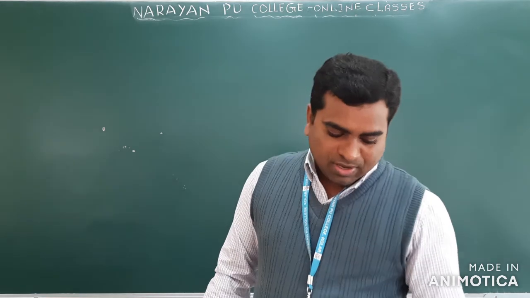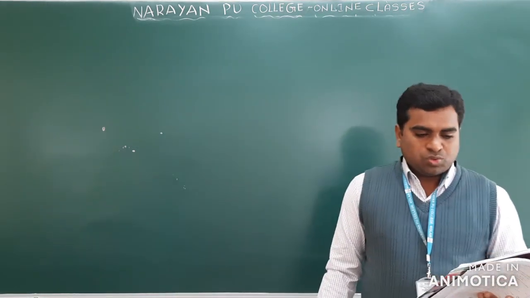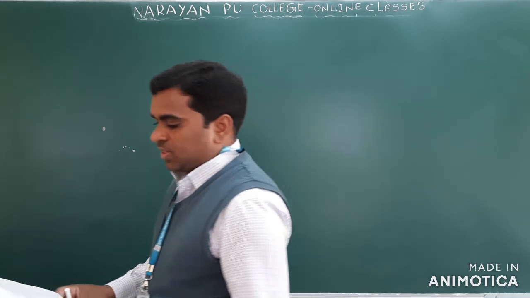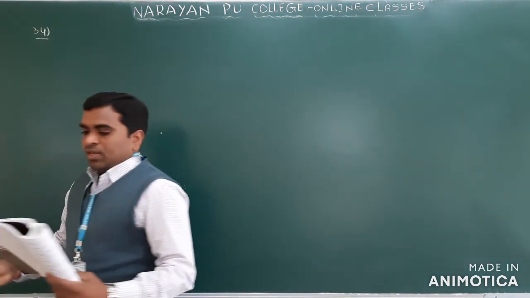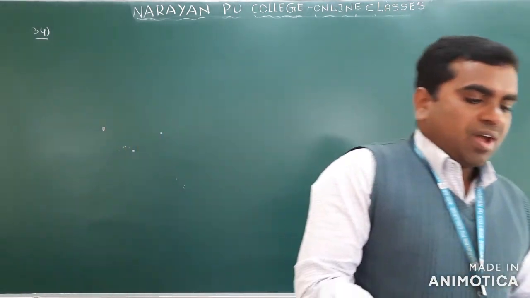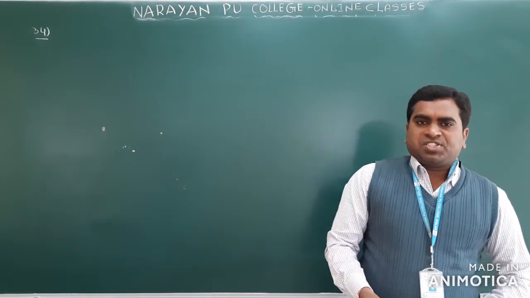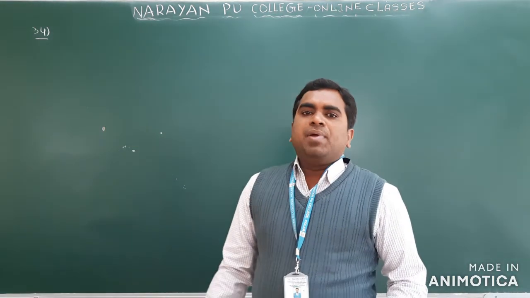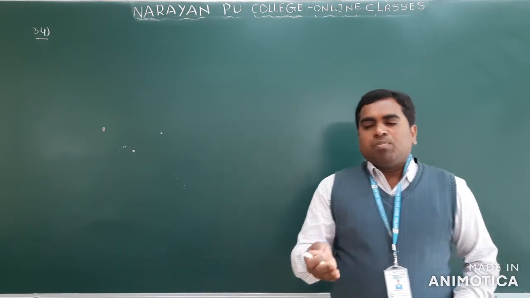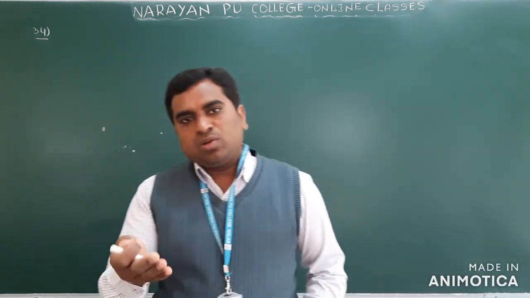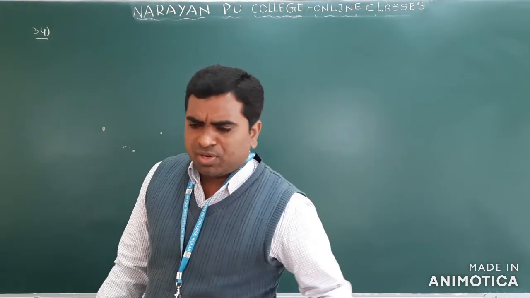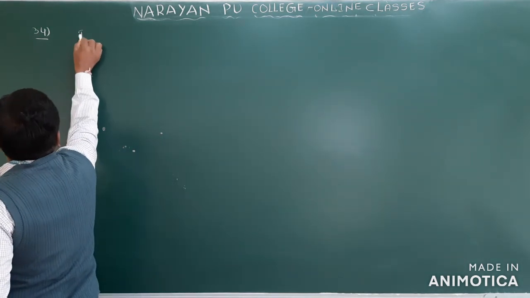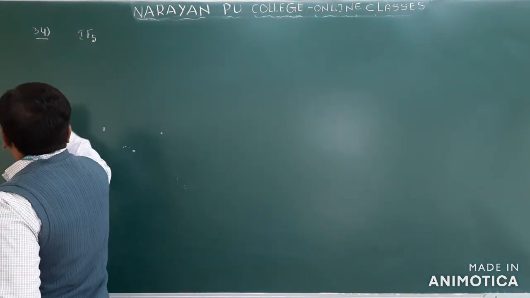In the last class we discussed up to the 33rd question of level 2. Now coming to question number 34. The shapes of IF5 and IF7 are respectively. Whenever they ask for shape, you first have to find the hybridization. Hybridization means how many bond pairs and lone pairs are there. You already know how to calculate it. So first I will write IF5 and IF7, and you calculate, because we have discussed many times how to calculate this hybridization.